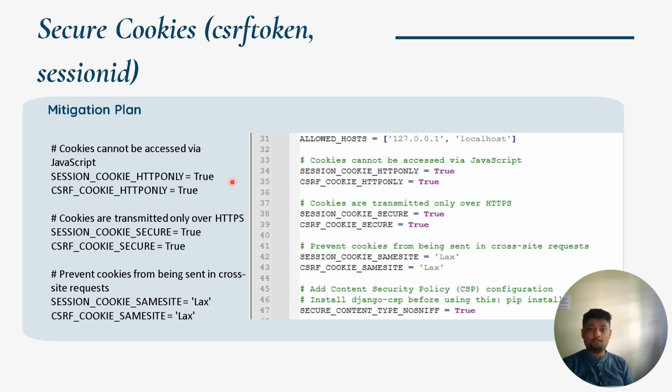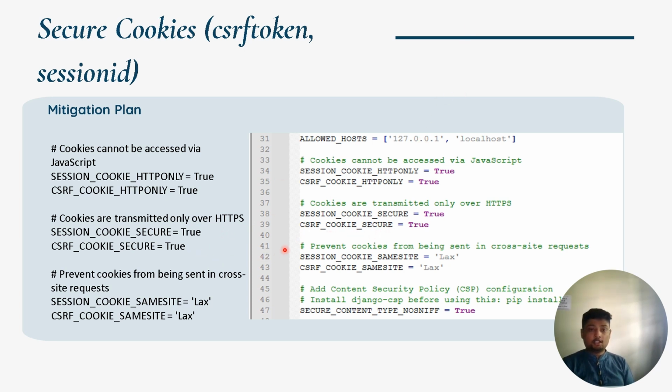For example, you can see the SESSION_COOKIE_HTTPONLY configuration, so the cookie can only be accessed over the HTTP protocol. This is set to true, and other settings are also set to true, to do what? To ensure that cookies cannot be accessed by any JavaScript code, right? Similarly here, we have done this configuration to ensure that cookies are only allowed to be transmitted over the HTTPS protocol only.